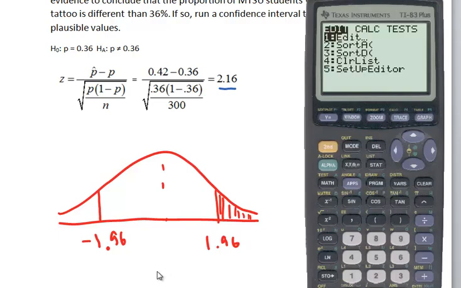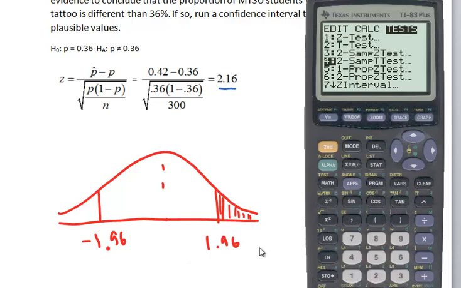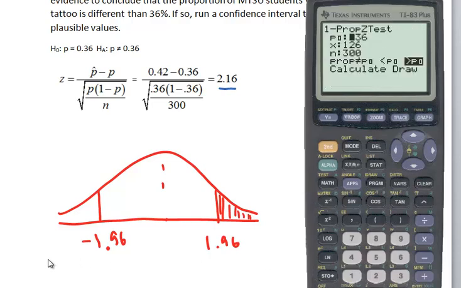Okay, so I'll bring the calculator in here. We'll press Stat, go over to Test. This is a 1-prop Z test. I'm going to put in 0.36, 126, 300, and let's crank this down. This is not equal to, and let's just click Calculate.